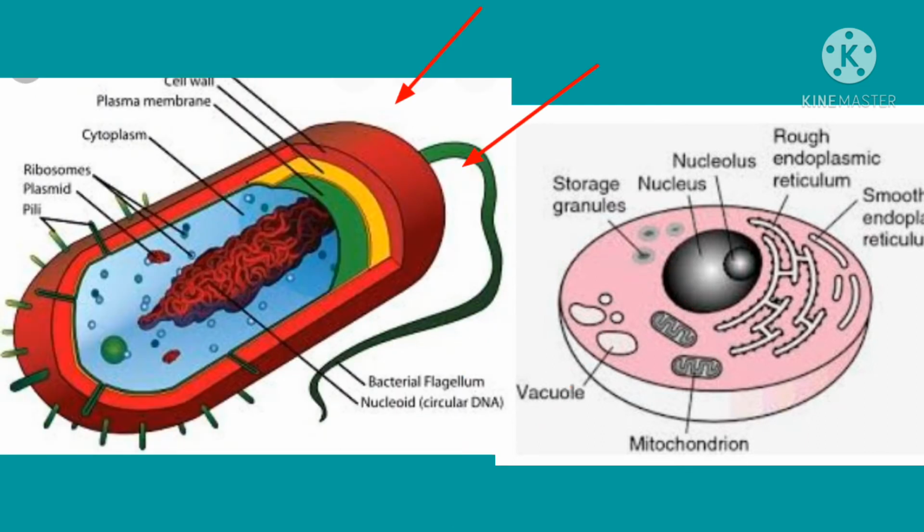Bacteria is a unicellular organism which has no nuclear membrane. These genetic materials are not surrounded by membrane. So this organism is called prokaryotic. Prokaryotes. What is pro? Pro means primitive or primary. Karyot means kernel or center or nucleus.